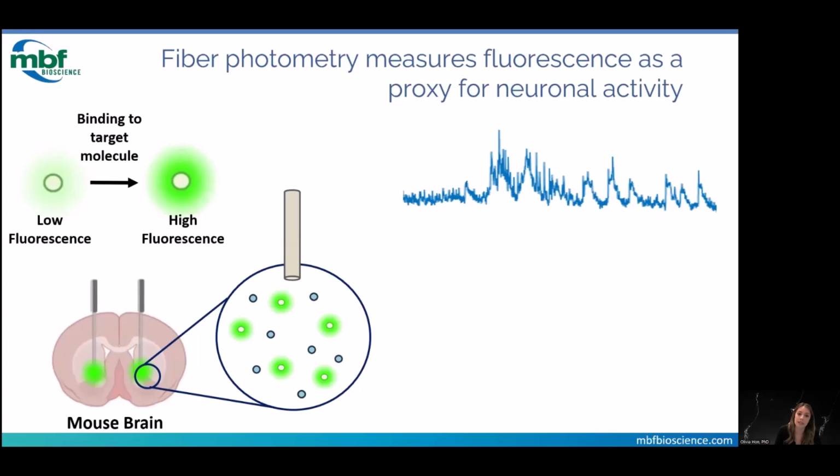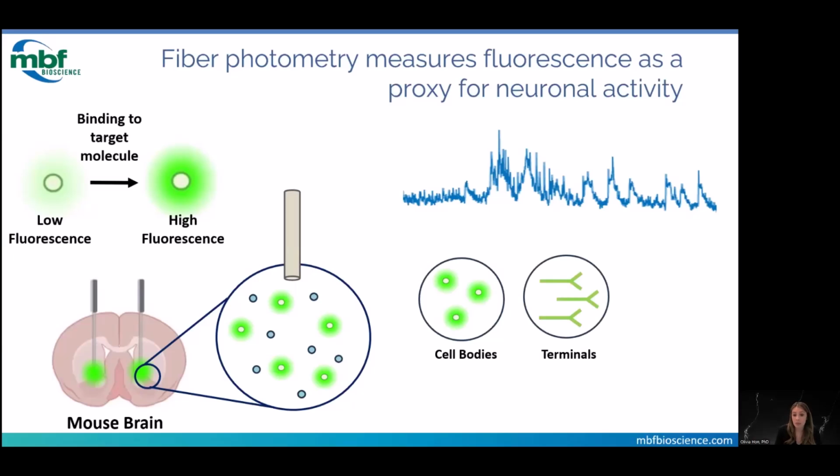There are lots of different ways that you can set up your fiber photometry experiments, depending on how you express your sensors. The most common is to record from cell bodies in some region of interest. But you can also pick up signal from terminals if you're interested in looking at projections to certain regions, or isolating that signal in various projection targets. Using some of the novel biosensors that bind to specific neurotransmitters, you can also measure extracellular neurotransmitter release with this technique. So it's a highly flexible technique that can be applied to a wide range of experiments.